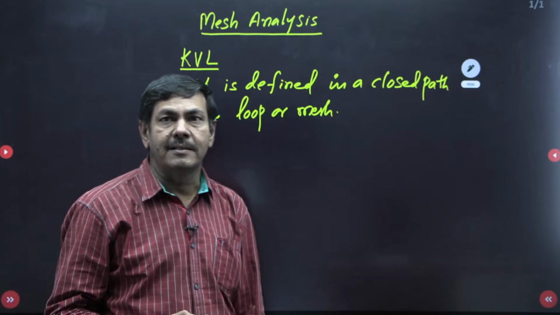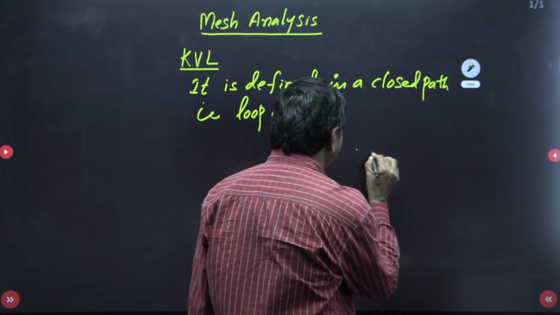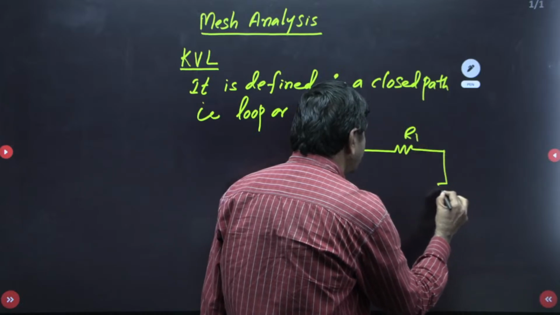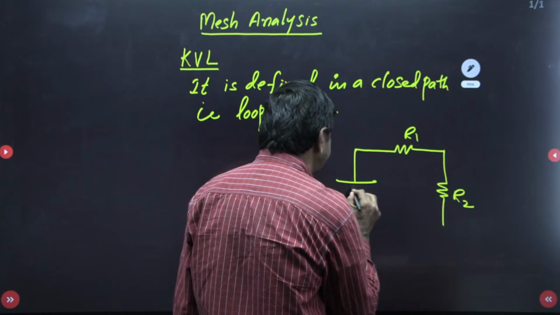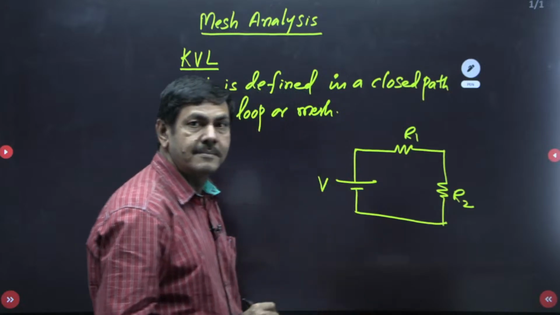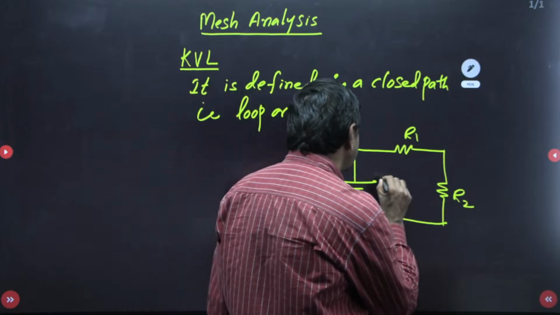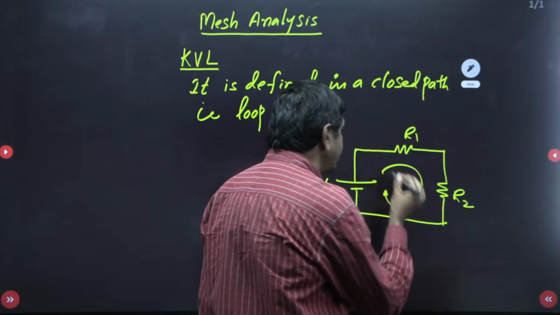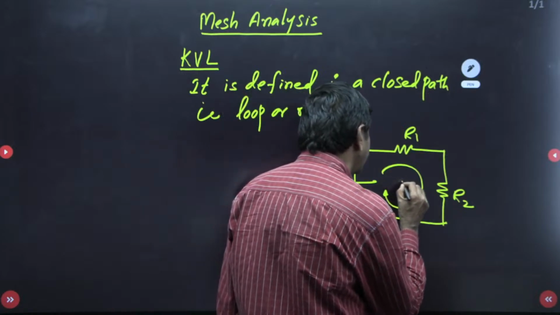What is that KVL? What is that voltage law? Suppose I have drawn a network in this way. There is a resistor R1. This is one more resistor R2. I connected them with a battery. That battery voltage I have taken as V. In this case, current is going to flow in this direction. I wish to take that current as I.